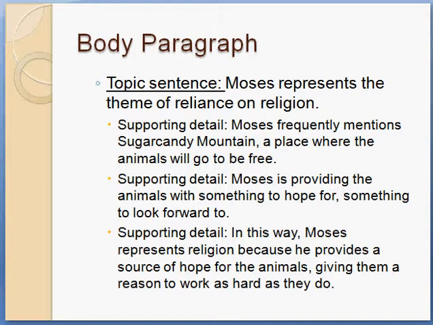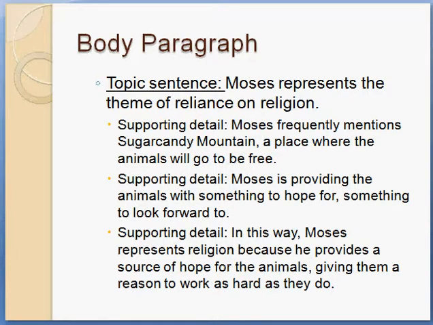So for this example, I'm talking about Moses. He's the raven, who doesn't show up a ton, but he's there. In my topic sentence, Moses represents the theme of reliance on religion. Moses frequently mentioned Sugar Candy Mountain, a place where the animals will go to be free. Moses is providing the animals with something to hope for, something to look forward to. In this way, Moses represents religion because he provides a source of hope for the animals, giving them a reason to work as hard as they do. So you can see all of my supporting details are proving my topic sentence correctly, and my topic sentence relates directly to my thesis. So my thesis would have said, Moses represents the theme of religion by preaching about Sugar Candy Mountain.